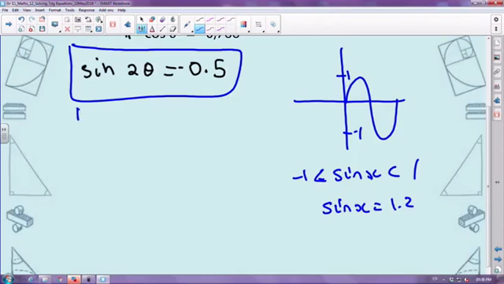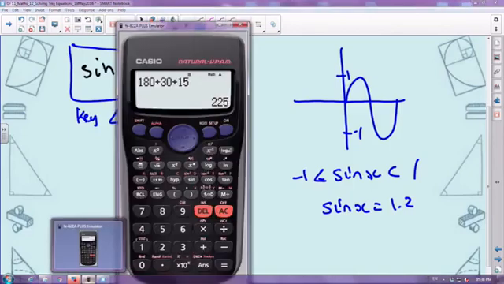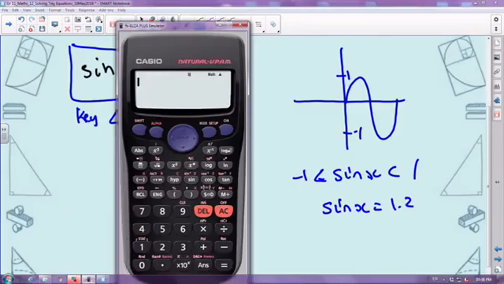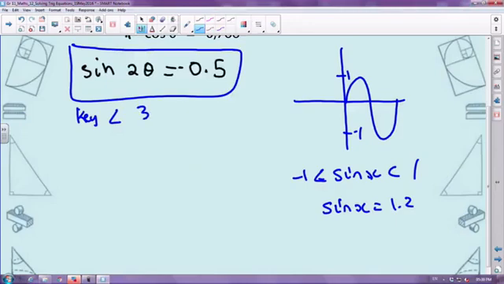You need to find the key angle because already your sine is the subject. How do you find the key angle? Shift, second function, sine of 0.5 is 30. All right, so that is 30 degrees.